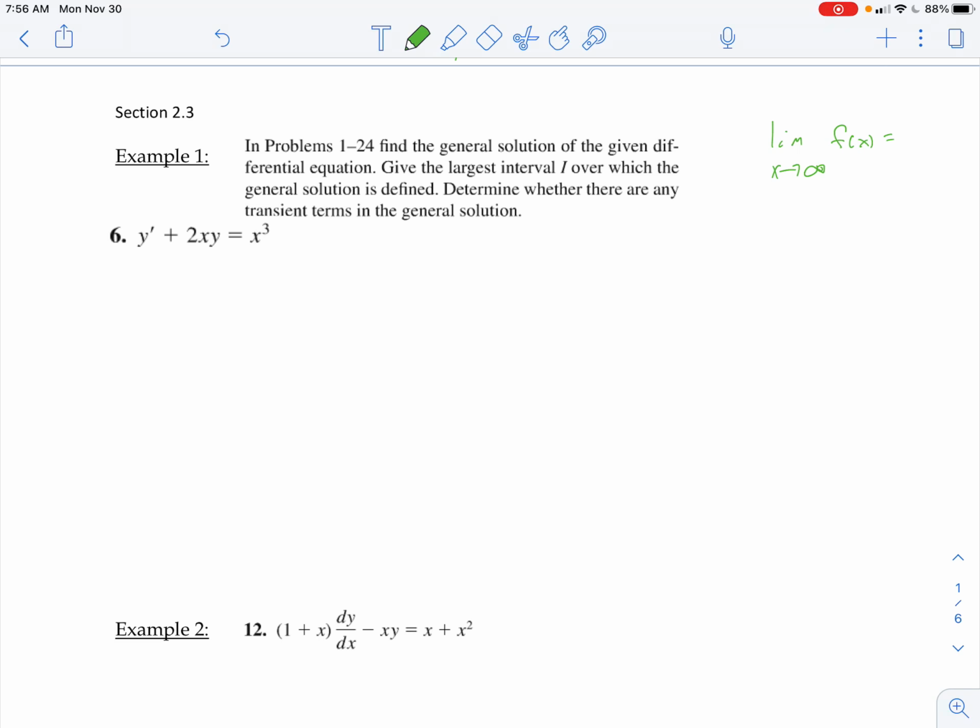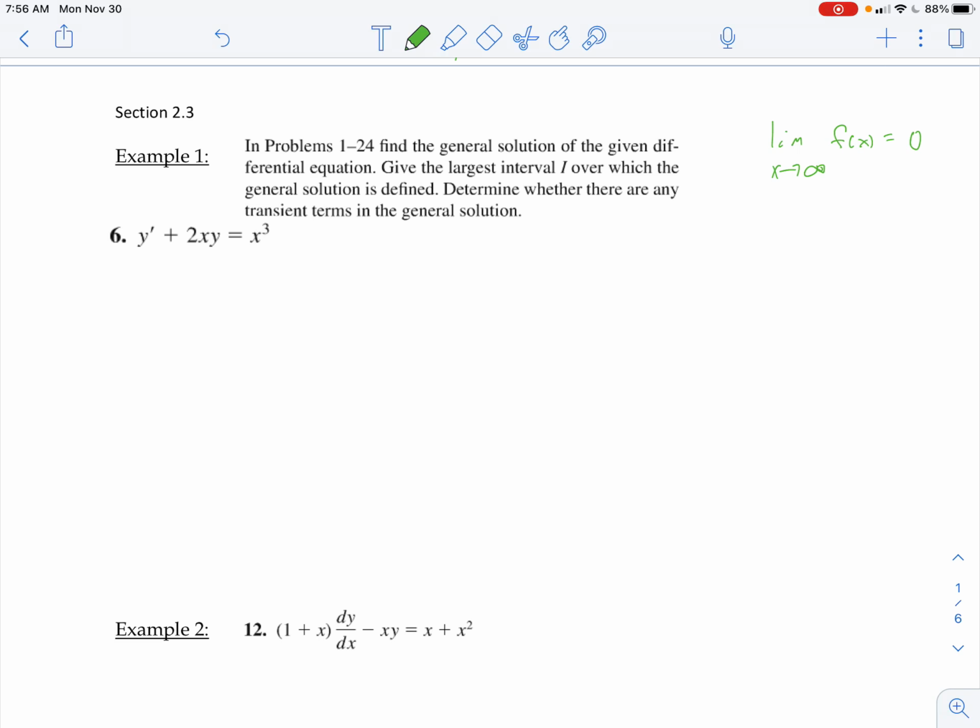Right? And so what we're looking for is anytime we have a limit as x approaches infinity of our function that gives us a 0. All right, and that's going to be kind of that last term that we're going to be looking at after we solve. It's going to be that c part.